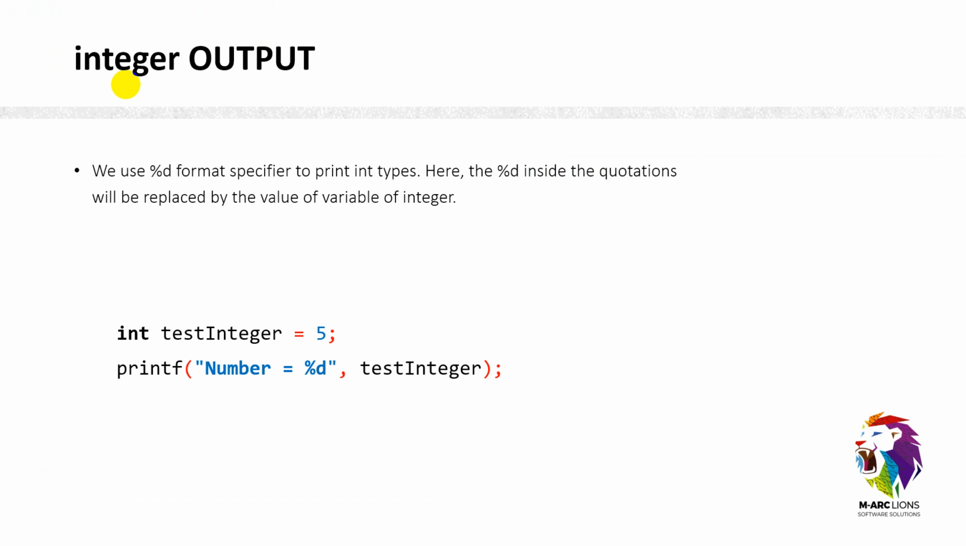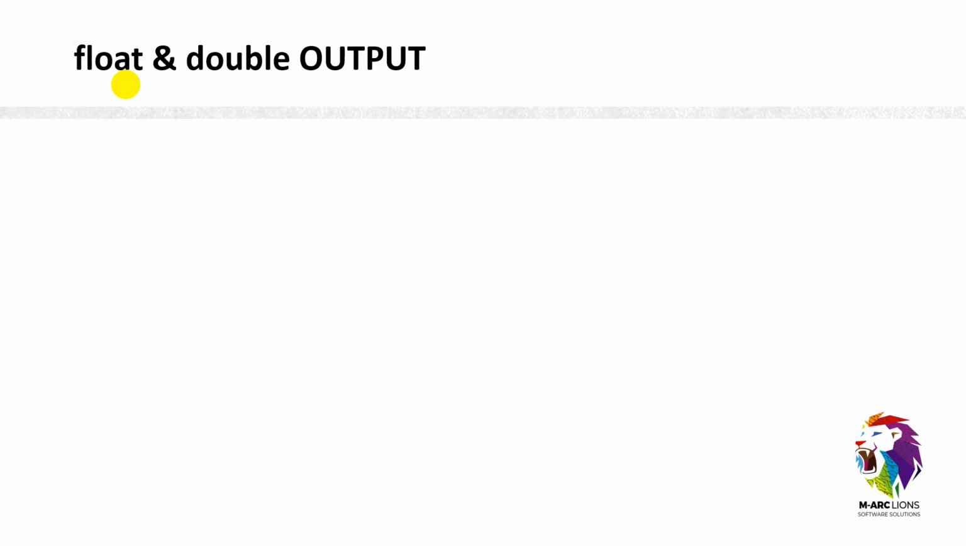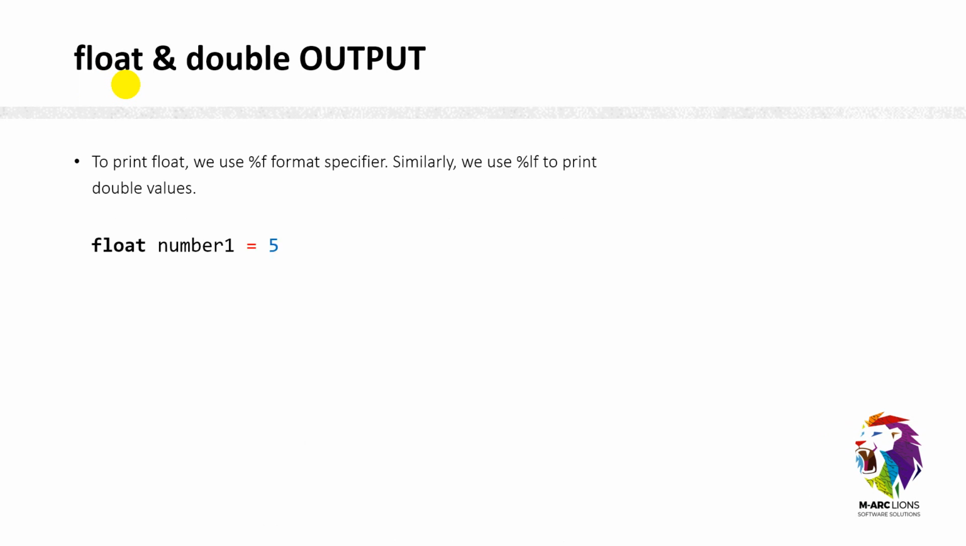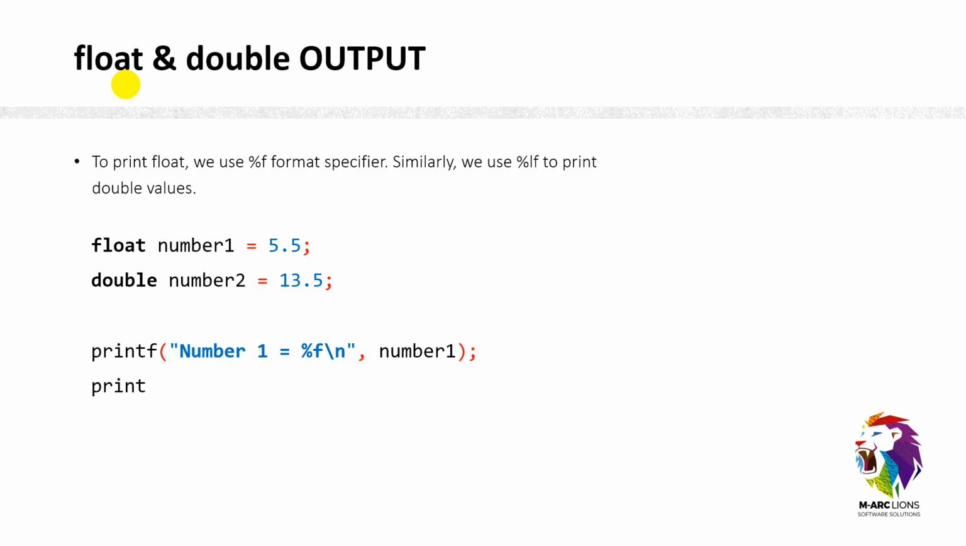After completing integer, let's move on to how to print float and double output. To print float, we use the %f format specifier. Similarly, we use %lf to print double values. Like I am declaring a float, number 1 equal to 5.5, and a double, number 2, equal to 3.5. In the print statements, number 1 is equal to %f, and number 2 is equal to %lf. Let's have a demo of it as well.